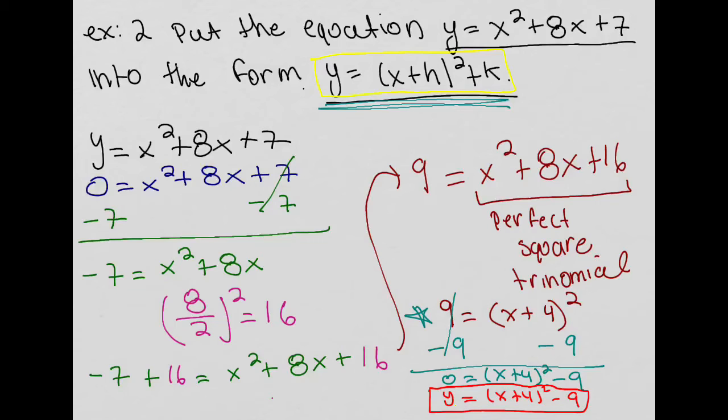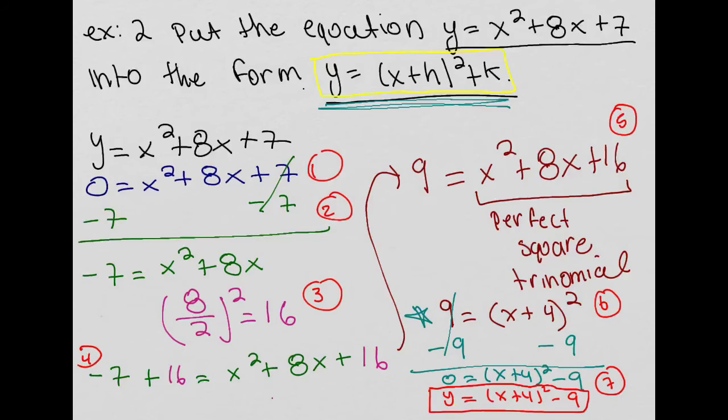Okay. Maybe I can label. This was step 1, which is to put the y to a 0. Step 2 is to subtract the 7. Step 3 is to take the b and divide it by 2 and square it. Step 4 is to add the 16 to both sides. Step 5 is to change the perfect square trinomial to the answer. Step 6 is to subtract the 9 so we can make equal to 0. And step 7 is to simply change the 0 to a y.